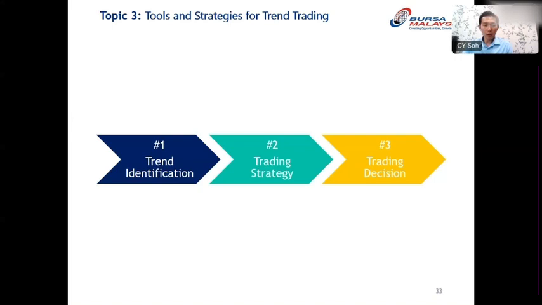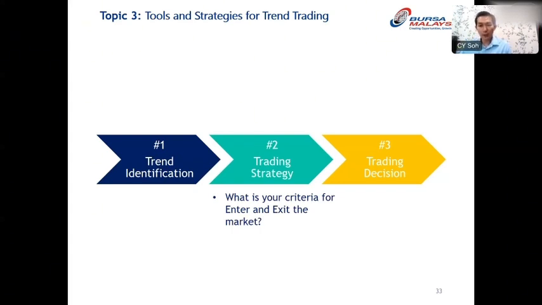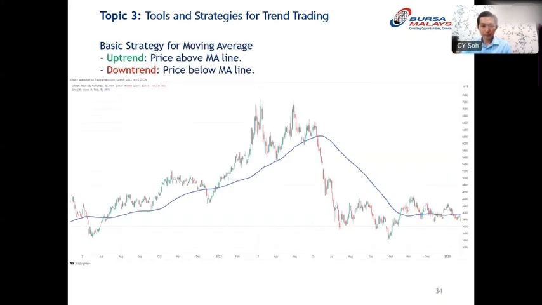Now let's move on to the second step, which is your trading strategies. How to qualify trades according to your trading rules. What is your criteria for entering as well as exiting the market after you are able to identify the trend? Now, a very basic trading rule: uptrend buy only, downtrend sell only. All of us know that, right? And here is one of the commonly used trend indicators, the moving average, which is in fact my most favorite indicator.